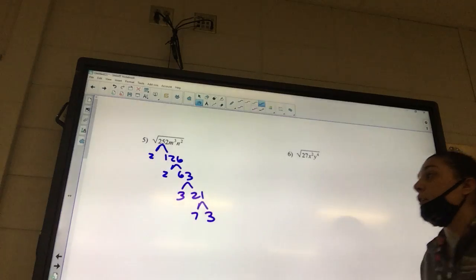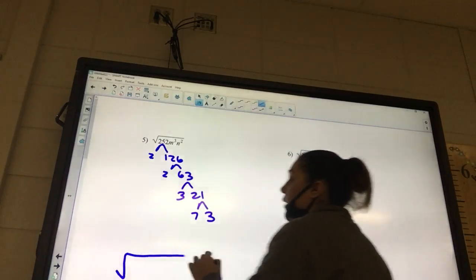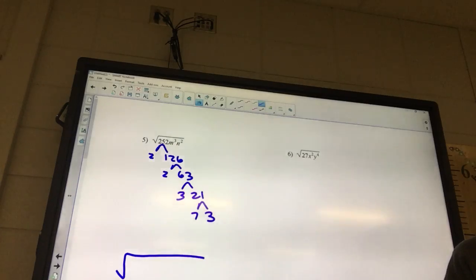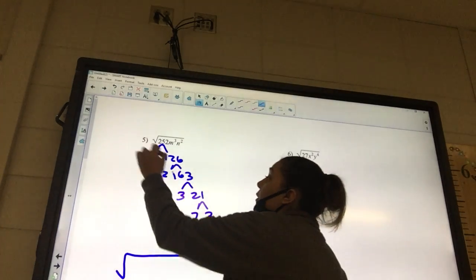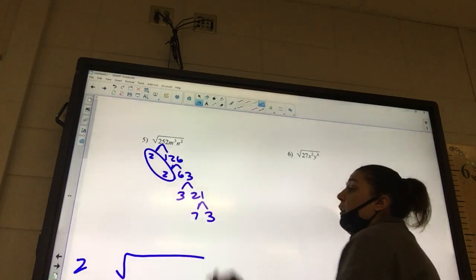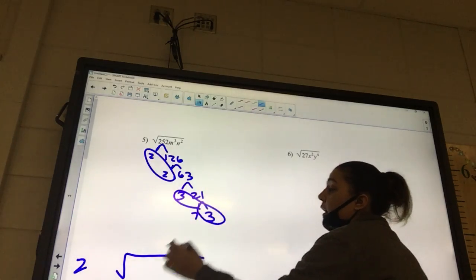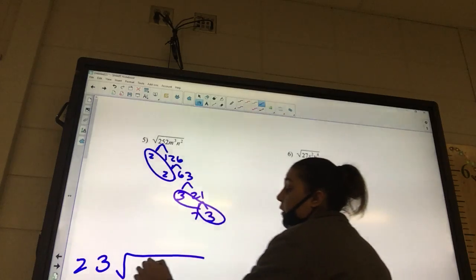Okay, so we got all our numbers listed. What is our group number? 2. Okay, so what can I circle? What can go on the outside? Well, I can circle a group of 2s, and one of those can go on the outside. What else can I circle? The 3s, and that one can go on the outside. What about the 7? It's got to go inside.